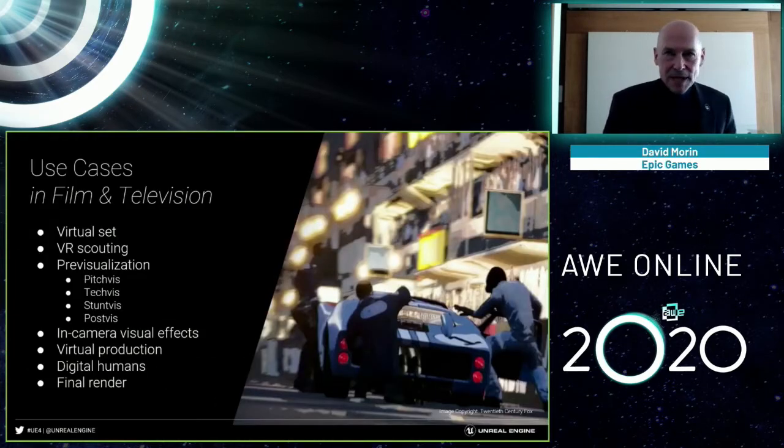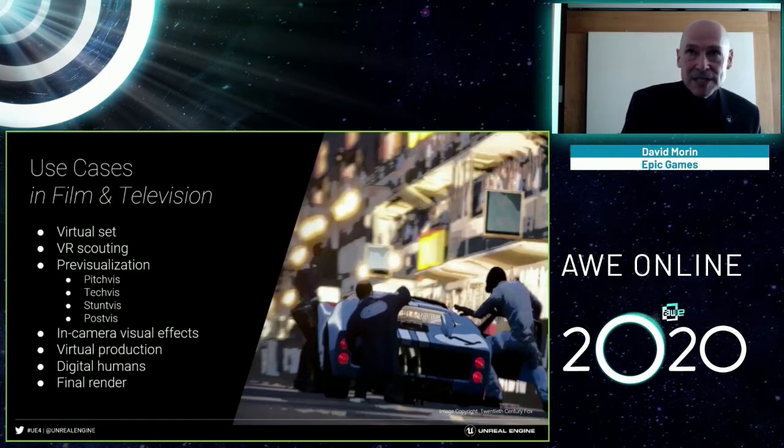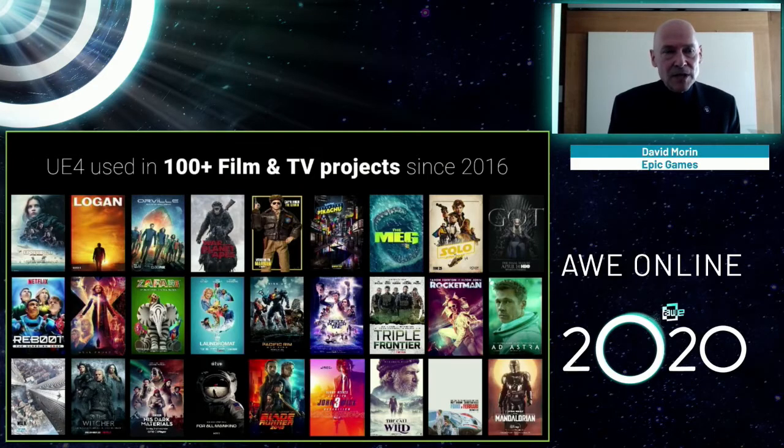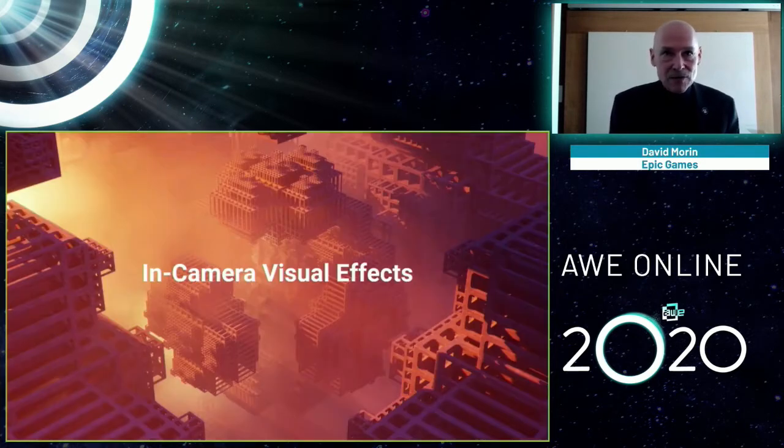And so there are many use cases of Unreal Engine in film and television. Virtual VR scouting is one of them, as we just saw, but there's virtual sets, previs, all the different types of previs, virtual production, in-camera visual effects, which we're going to go to. Today, there have been more than 100 film and TV projects using Unreal Engine since 2016 in all these different use cases. And now we're going to focus on in-camera visual effects.